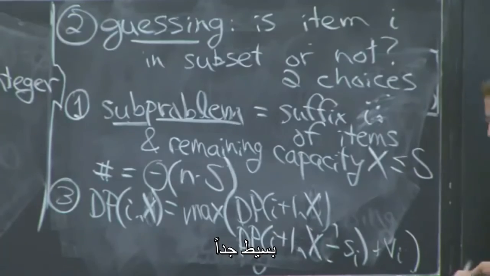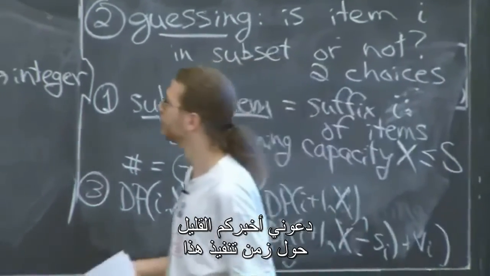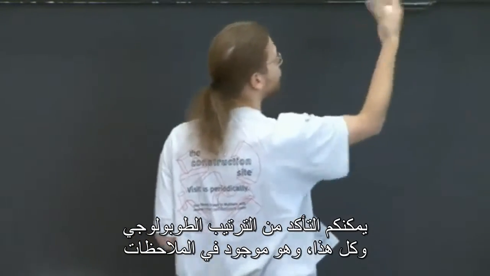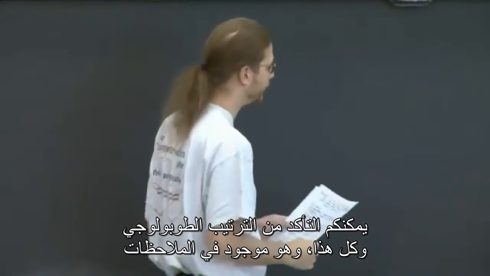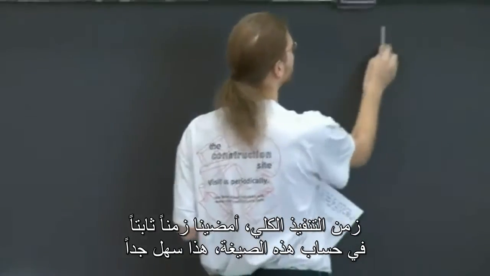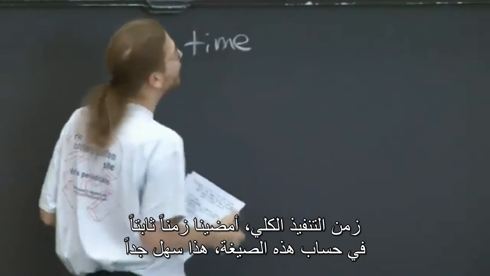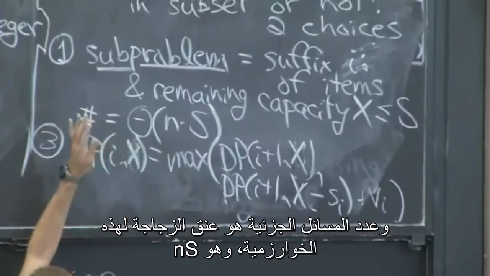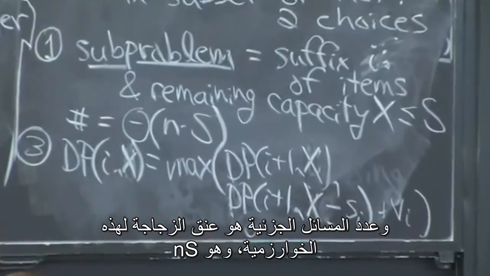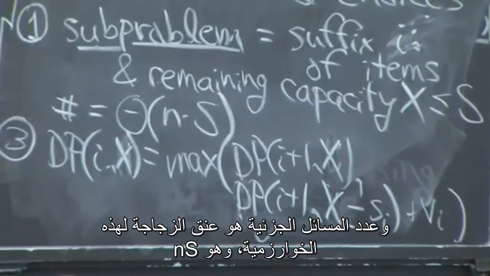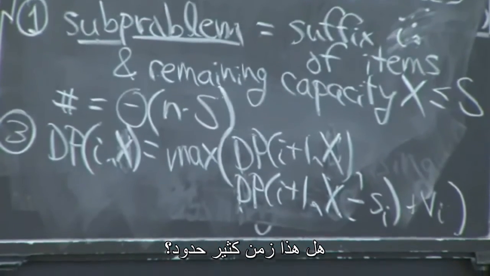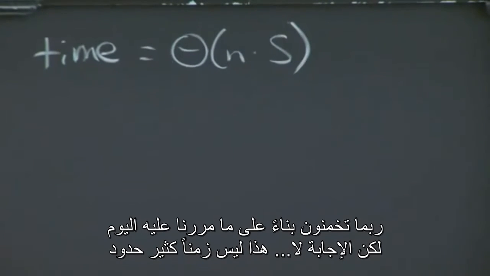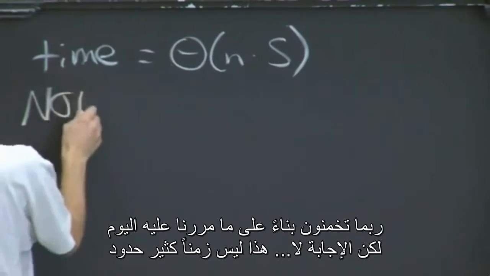Pretty simple. Let me say a little bit about the running time of this thing. Okay, again, you can check there's a topological order and all that. It's in the notes. Total running time, we spend constant time to evaluate this formula. So it's super easy. The number of subproblems is the bottleneck. So it's n times s. Is this polynomial time? You might guess from the outline of today that the answer is no. This is not polynomial time.